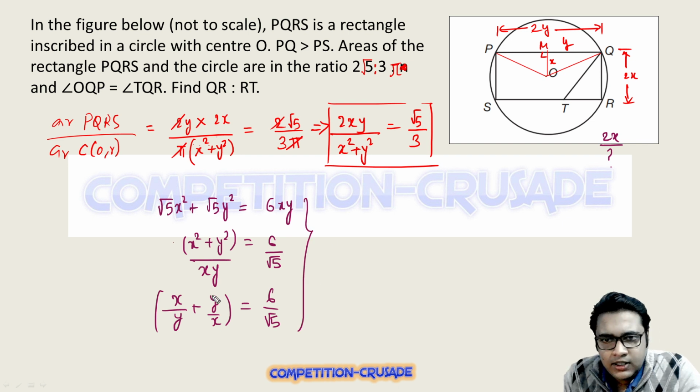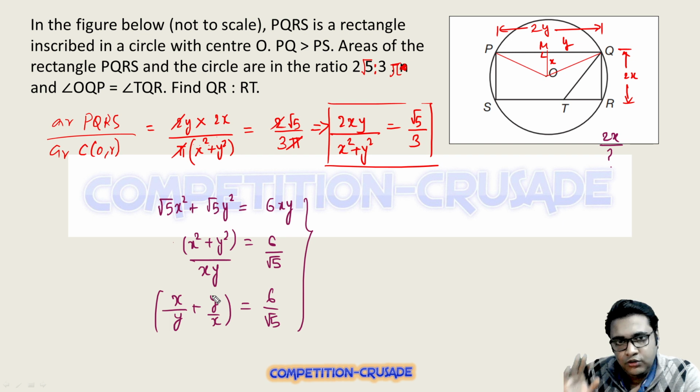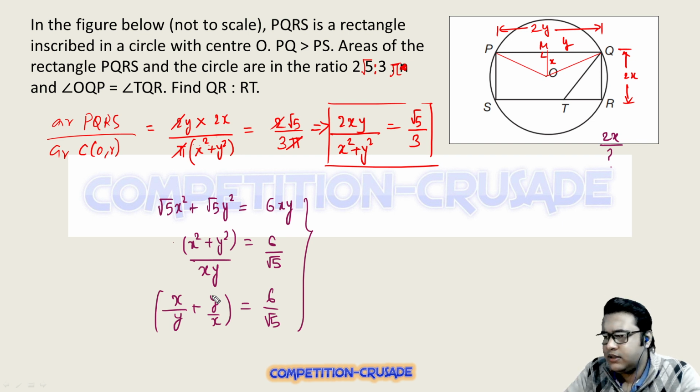Obviously, the students who are at an advanced level, you don't need me after this. You know how to proceed. But the ones who don't know, I'll give you a trick. But before that, we are supposed to find out QR upon TR. QR I already know is 2x. What about this TR? Let's try to make sense of it using the similar triangle.